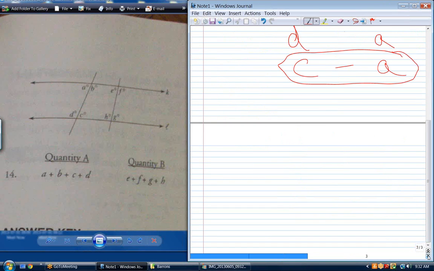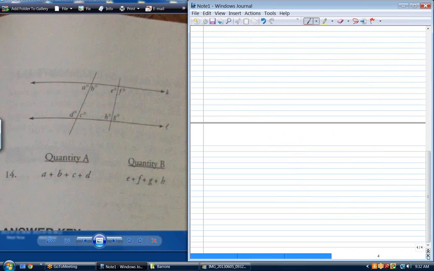Similar question? Yeah, I was just going to say, once again, it looks like you can probably move the lines and make any of the angles bigger or smaller.